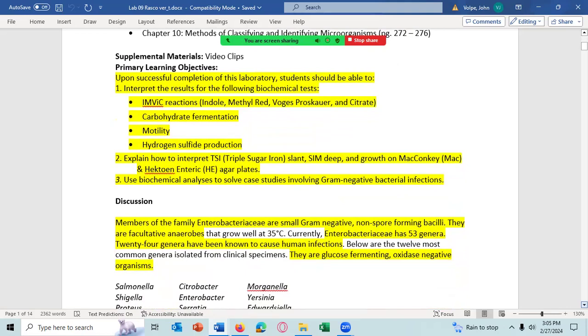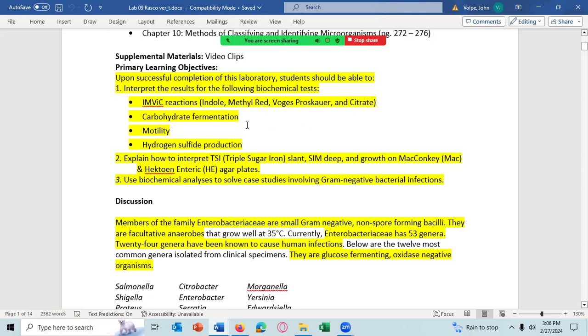Upon completing this lab, you should be able to, 1, interpret the results for the following biochemical tests for the IMVIC reactions. And IMVIC is an acronym for 4 different tests. I for indole, M for methyl red, V for Voges-Proskauer, and I may be butchering that pronunciation. I'm not Russian. I don't speak Russian. And C for citrate test.